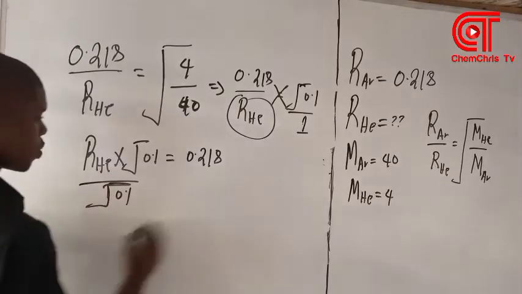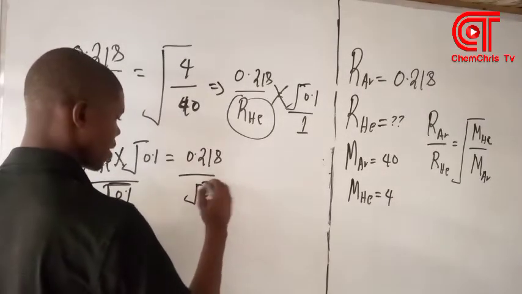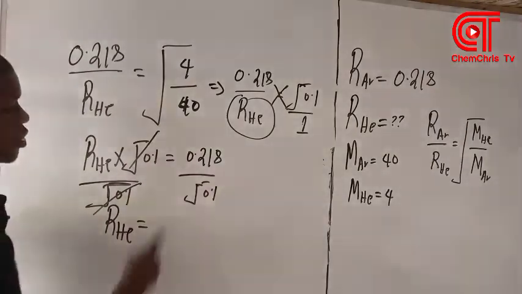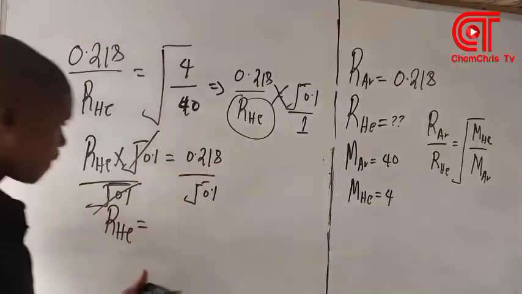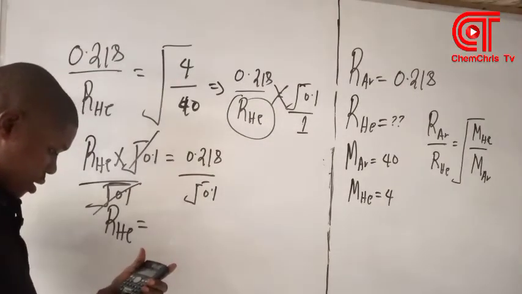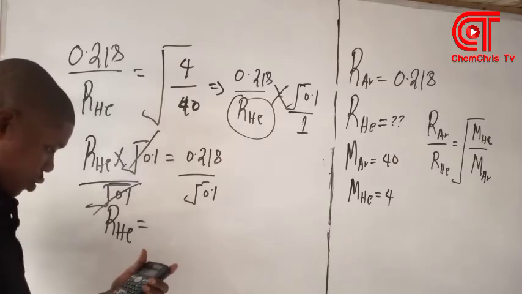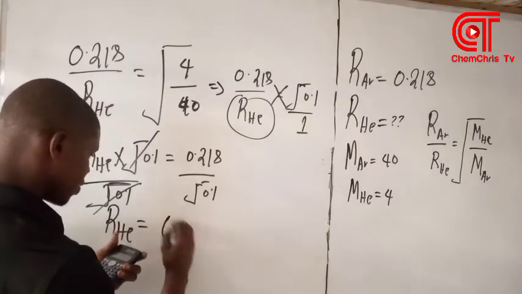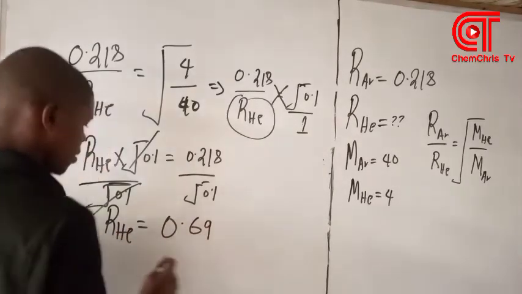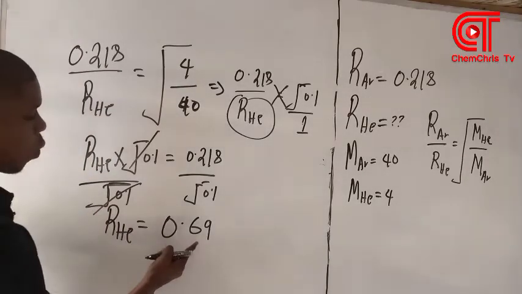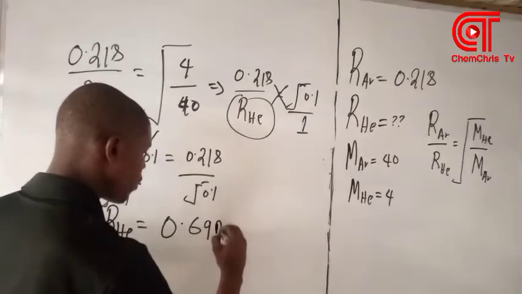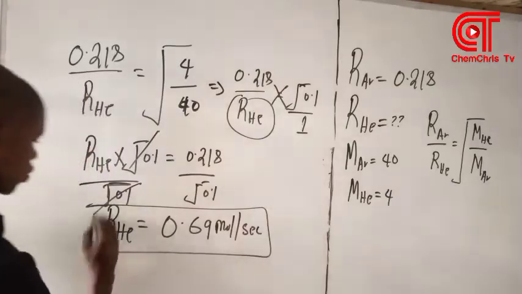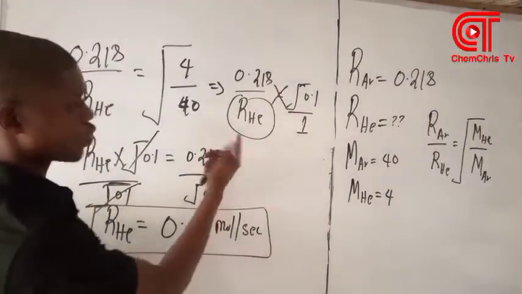Divide both sides by the square root of 0.1. So the rate of helium is going to be 0.218 divided by the square root of 0.1. Here we have 0.69. So this is the answer here. So what is the unit? Remember, the unit is mole per second. You get. So this is what you want to take note of here. So now this is the first question.